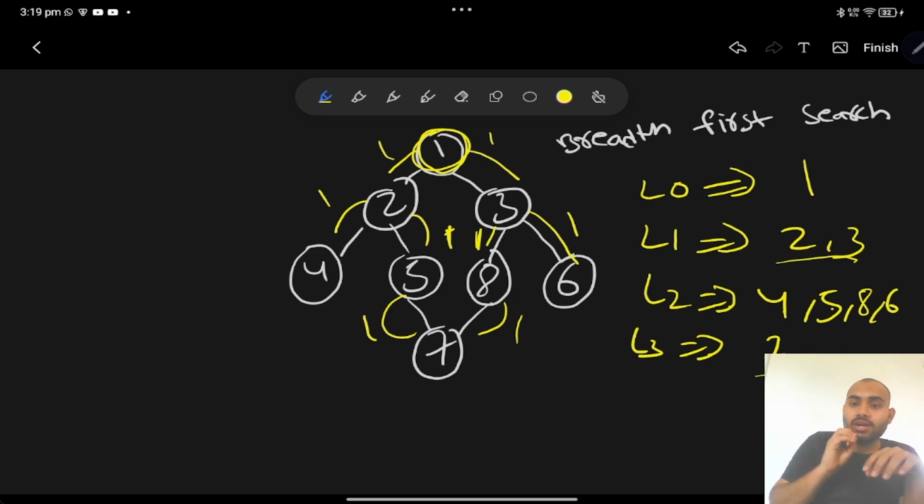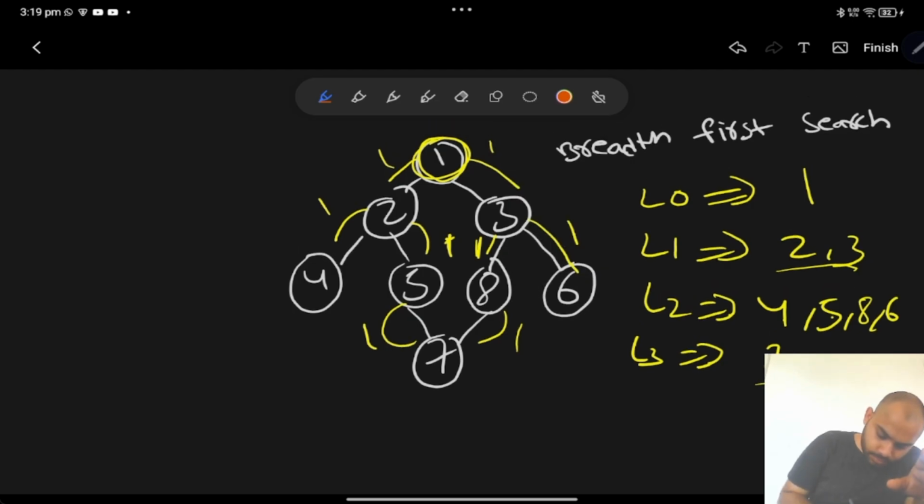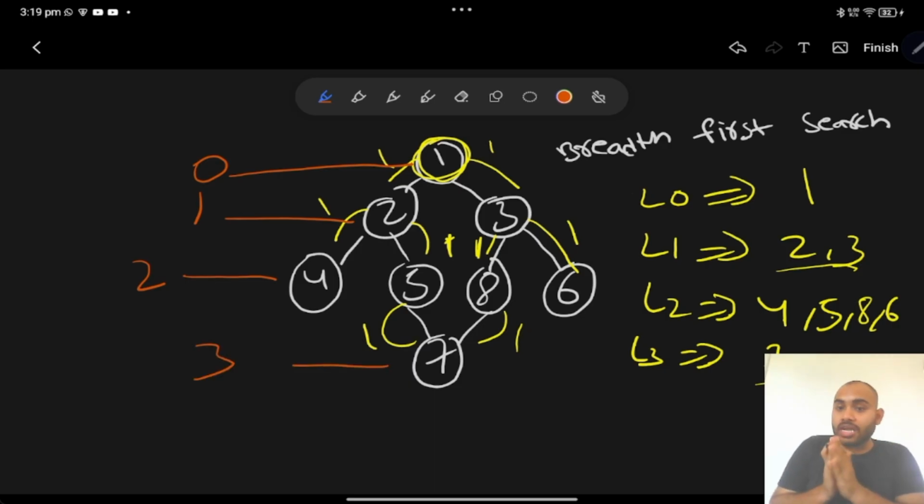The distance from the starting node is known as the level of the node. Level 0 is 1, level 1 is 2 and 3, level 2 is 4, 5, 8, 6, and level 3 is 7. This is the 0th level, this is the first level, this is the second level, and this is the third level. The traversal of the graph in this level wise manner is known as the breadth first search algorithm.